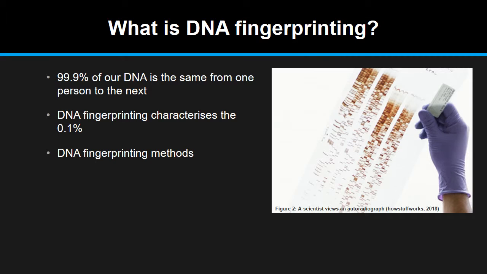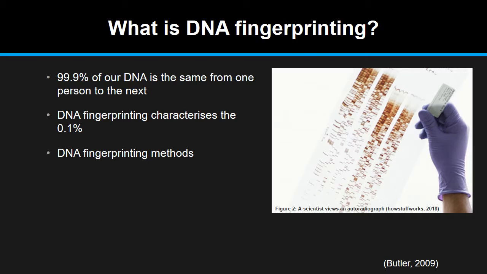So I'm briefly going to give a basic explanation of DNA fingerprinting, which Fern will later expand on, on the complexities of DNA fingerprinting. So basically our DNA is made up of over 3 billion nucleotides, of which 99% is the same from one person to the next. So what DNA printing does, it looks at the 0.1% that isn't the same.